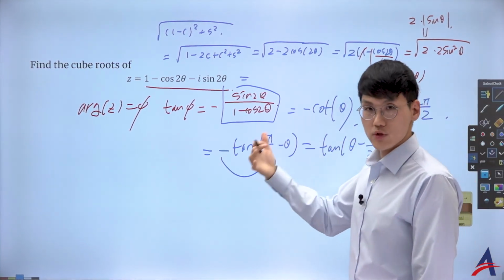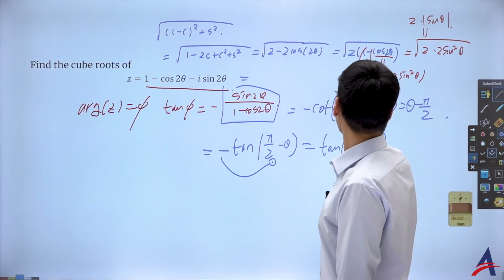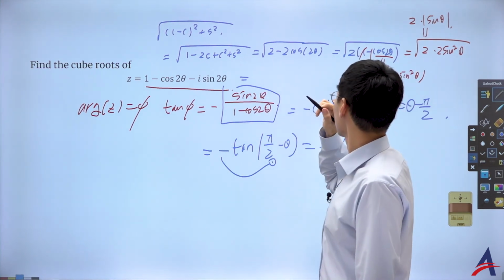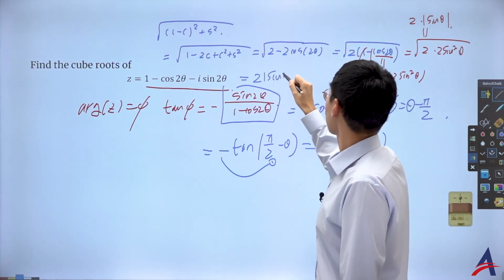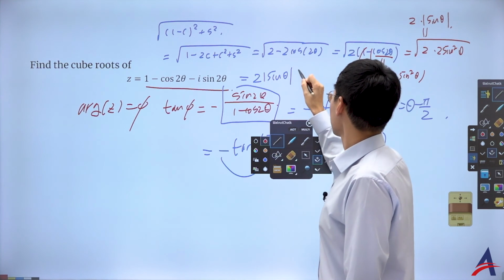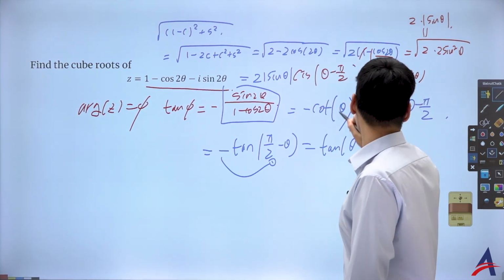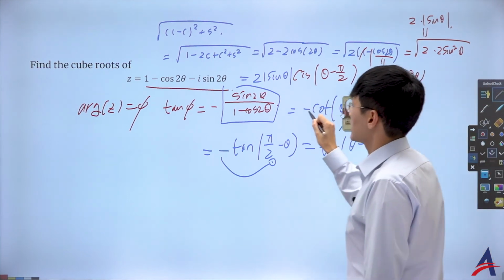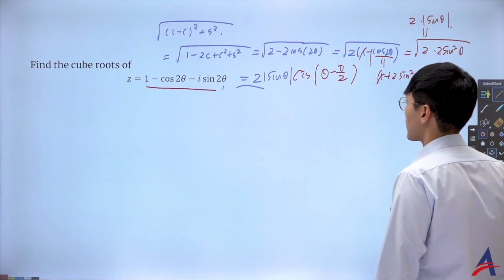So before doing the roots of unity, please put them into the modulus-argument form. My modulus was 2 absolute value of sine θ. That is lovely. And for the argument, it was θ minus π over 2. Why is it lovely? Because that's great for me to use the roots of unity. I've got to find the cube roots, my friend.